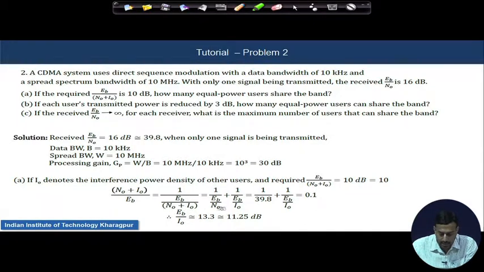So we rewrite these terms, and taking this reciprocal helps us split this term into Eb by N naught and Eb by I naught. So we already know what Eb by N naught is in linear terms, so we substitute it, and the rest of it is just simplification, and using simple mathematics we calculate the Eb by I naught ratio. So it turns out that Eb, that is the energy per bit, divided by interference PSD, is found out to be 11.25 dB.